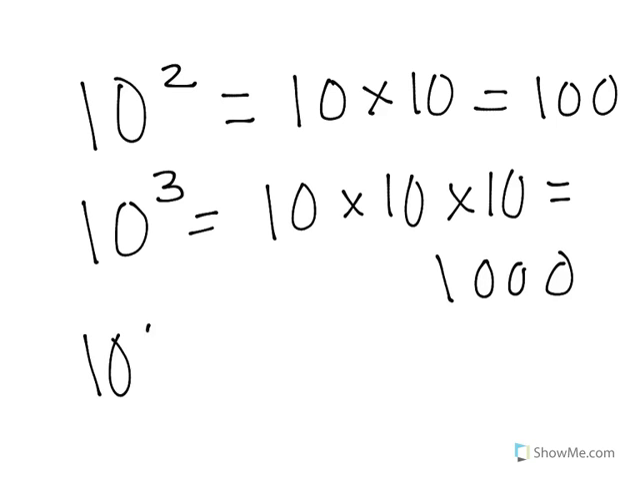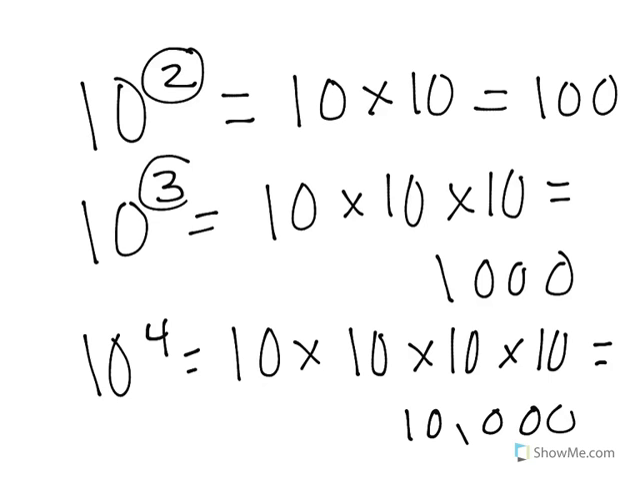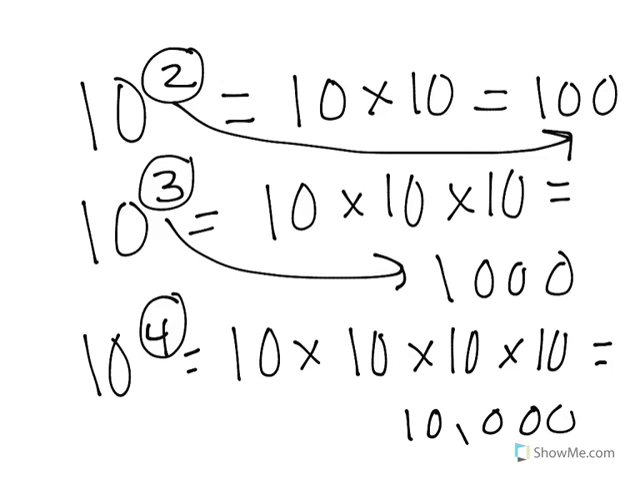And we could keep going. 10 to the 4th power, 10 times 10 times 10 times 10 would be 10,000. Now we see a pattern with the tens. The exponent is telling us how many zeros we put behind the 1 in our answer. This is a special pattern that comes with our tens.